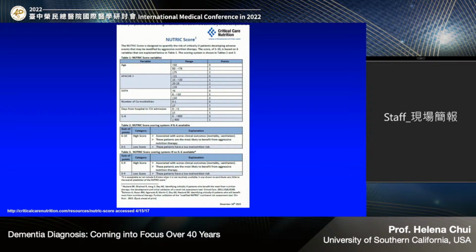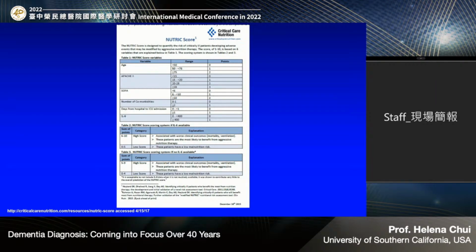The Nutrix score was developed in Canada by the Critical Care Nutrition Group, and this looks at more severity of illness factors to determine if the patient will benefit from nutrition intervention. And so they look at things like age, APACHE 2 score, SOFA score, number of comorbidities, days from hospital admission to ICU admission, and interleukin 6 score. When there's a score of 6 to 10, the patient is determined to be at high risk, and they require nutrition assessment and aggressive nutrition intervention. If the score is 0 to 5, they're at low risk and do not need aggressive nutrition intervention.